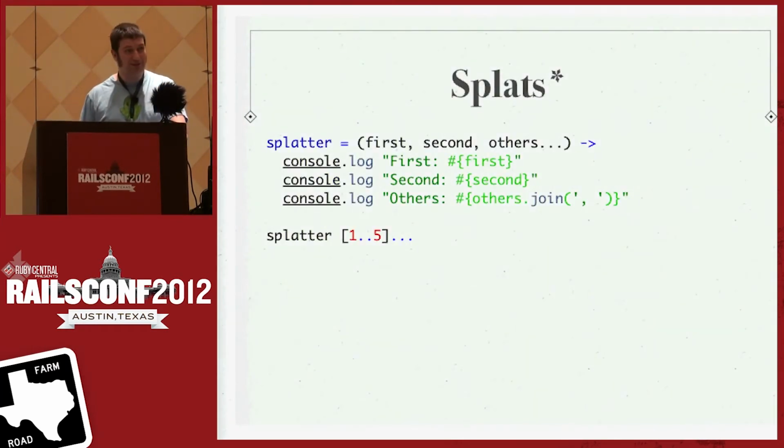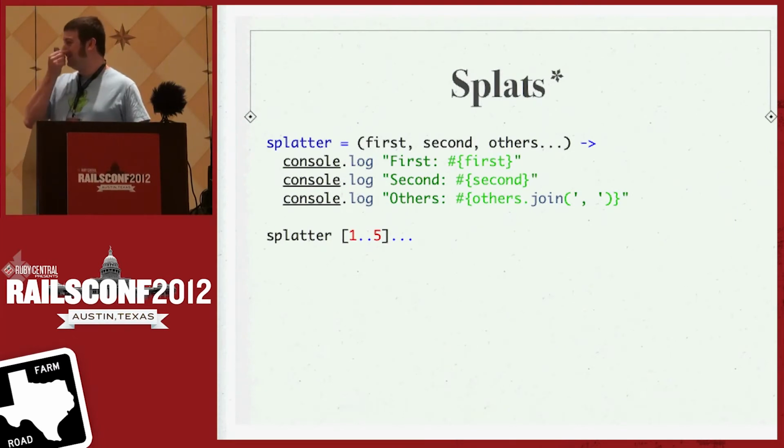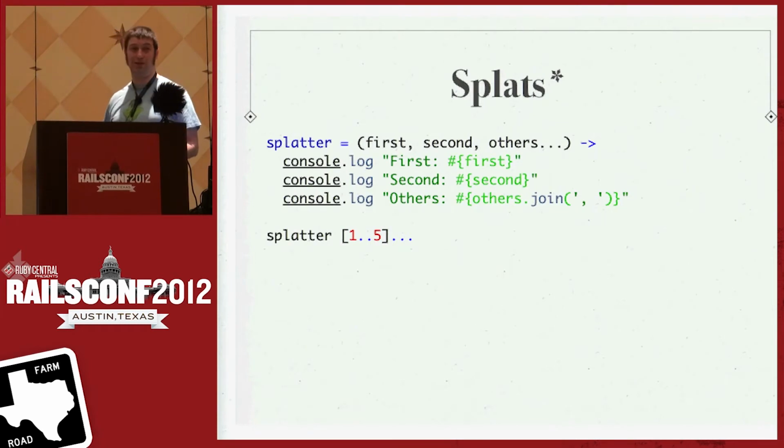Splats, we can do splats in CoffeeScript, right? And splats in CoffeeScript actually use a much nicer syntax. It uses the ellipsis. So you do first, second, others, or you can do first, second, etc., which just looks really nice to read in your code. And then your first and your second parameter is going to come in as expected, and the others parameter here is going to be an array containing everything that comes after those first and second arguments, just like in Ruby.